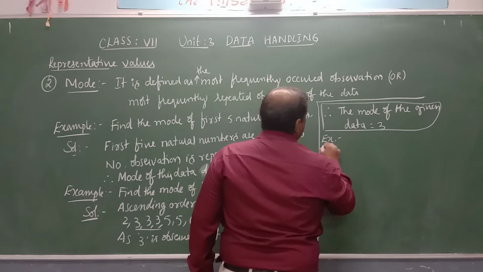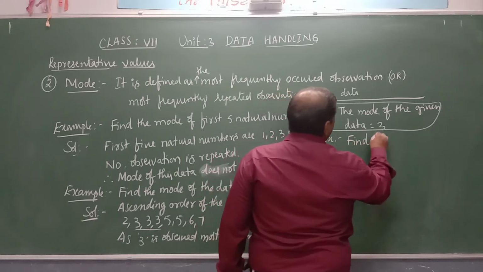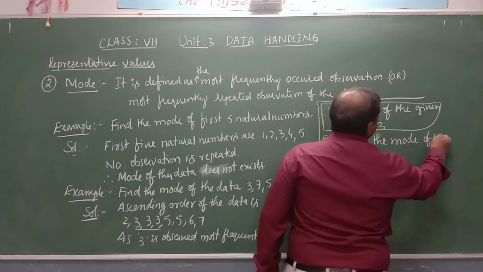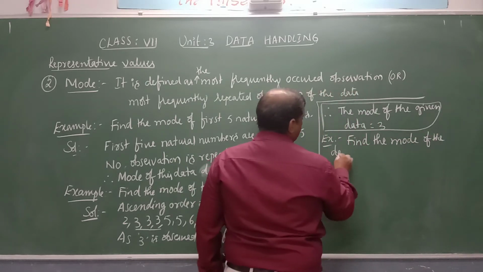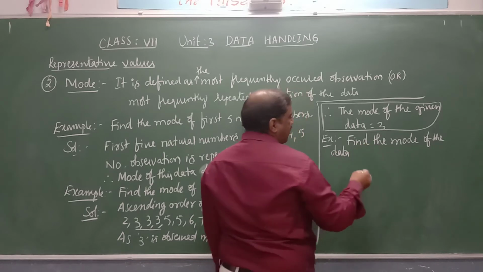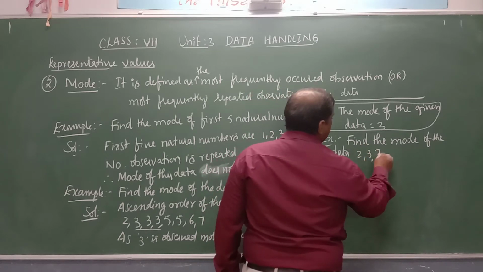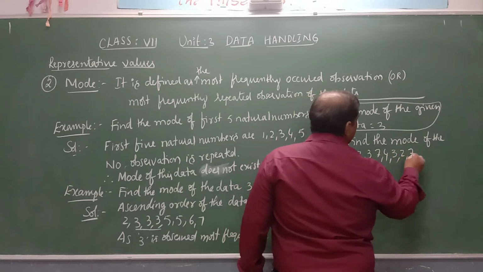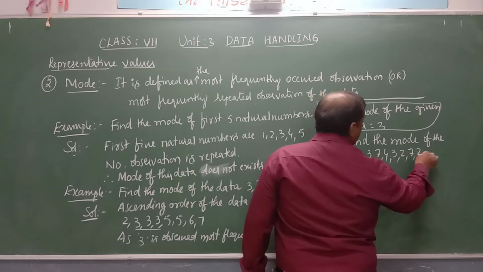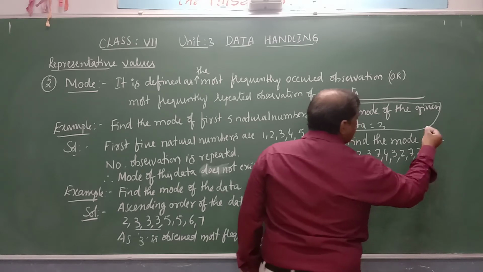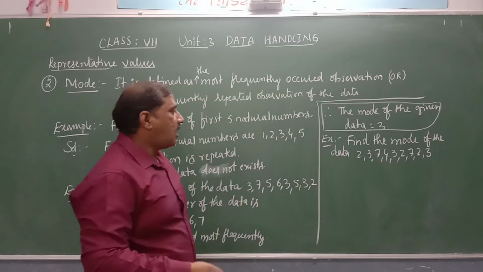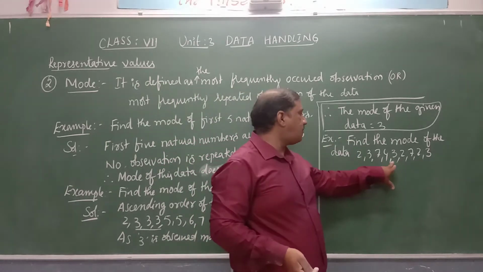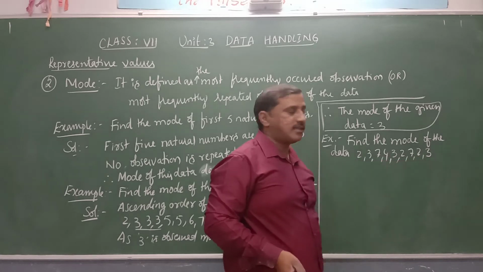Example: find the mode of the data 2, 3, 7, 4, 3, 2, 7, 2, 3. So write the given data. Find the mode of the data 2, 3, 7, 4, 3, 2, 7, 2, 3.